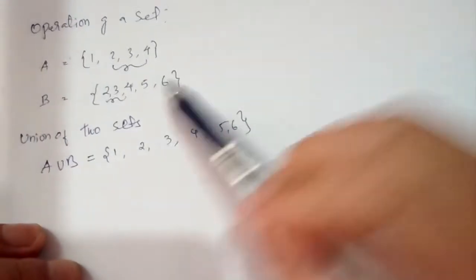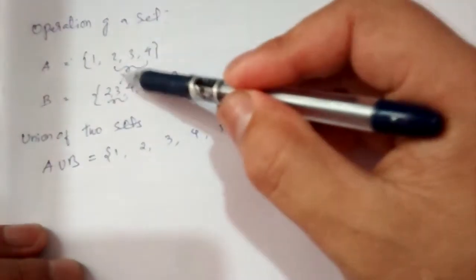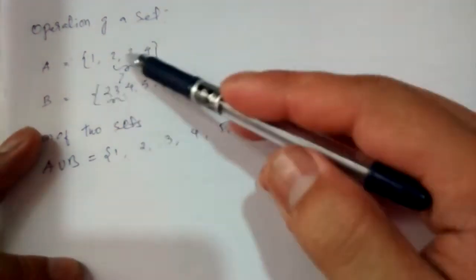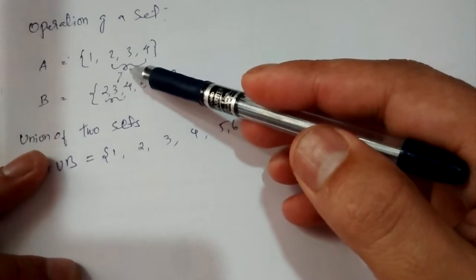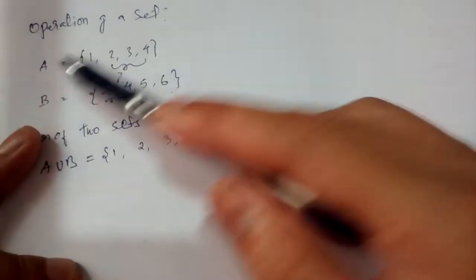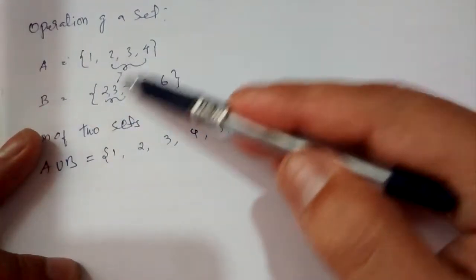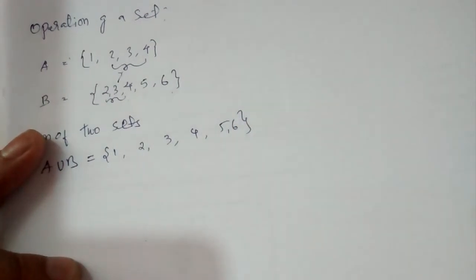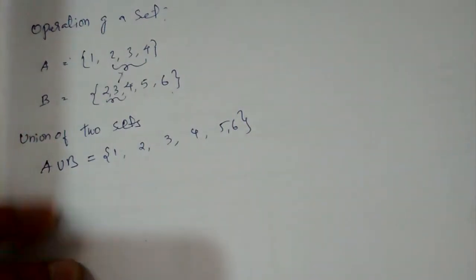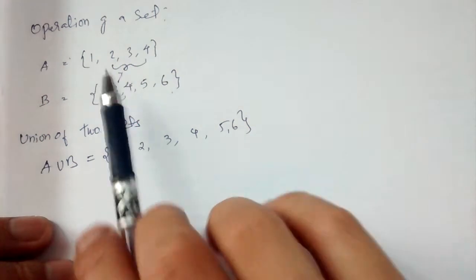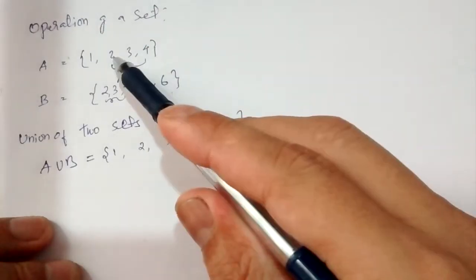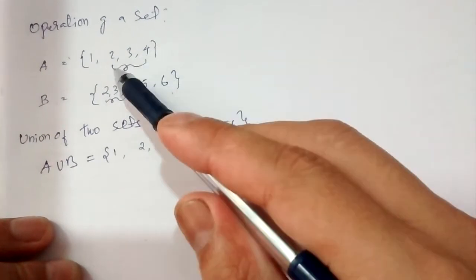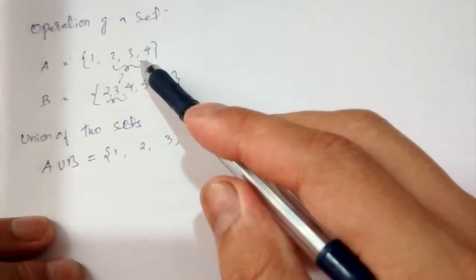So these are found to be common. Common means they both share the same element. What does it mean to have the same element? It means A and B share the same element, so you don't have to write it twice. You just have to write it only once. So 1, 2, 3, 4, 5, 6, because both the sets share these three numbers.